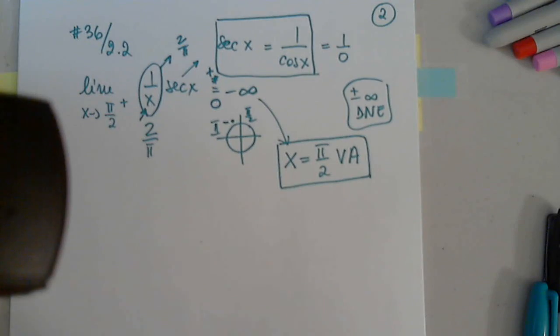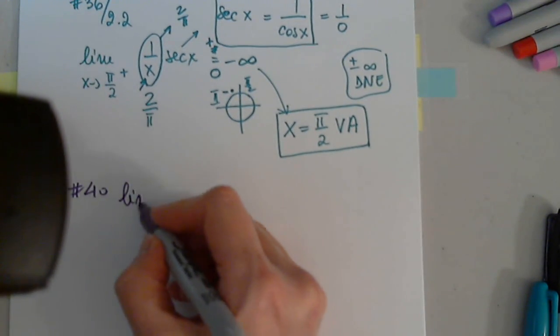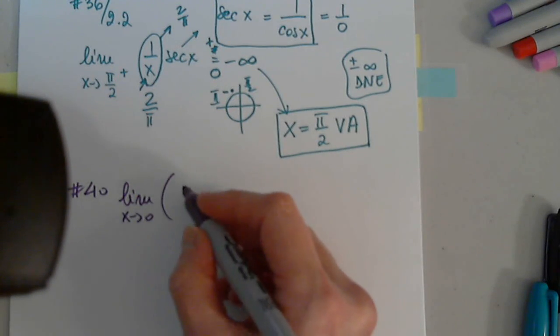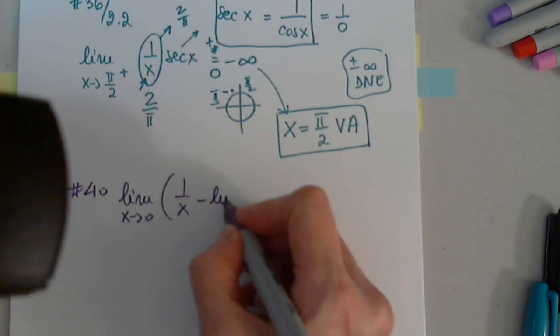Okay, here it is, number 40. In number 40, we have the limit as x approaches 0 from 1 over x minus natural log x.